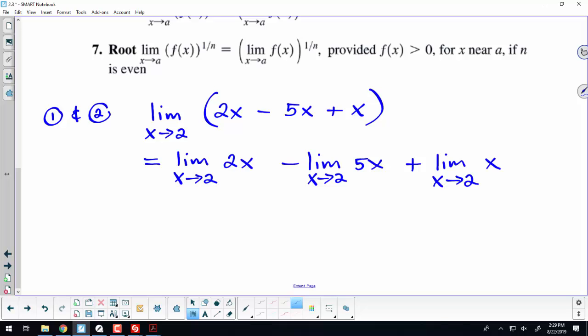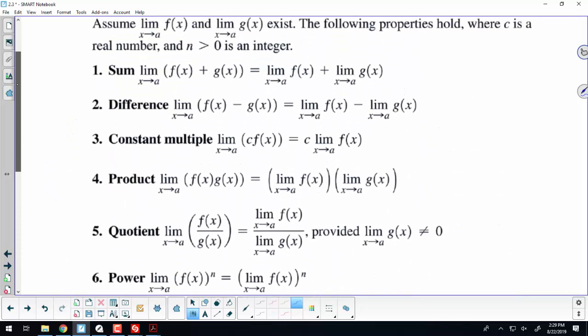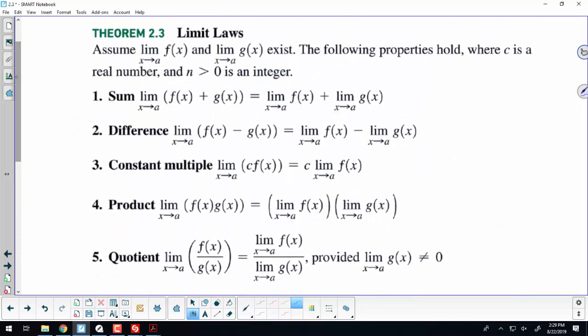Yeah, so that's the sum and difference laws. It's really the same thing, because difference is just addition of the opposite.